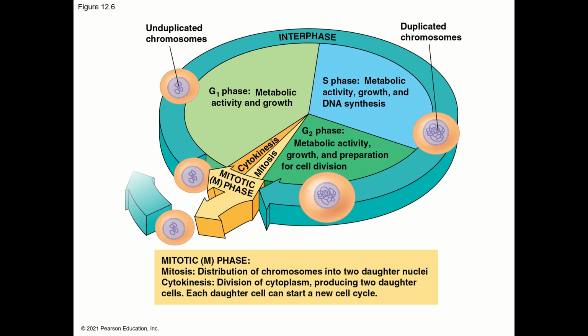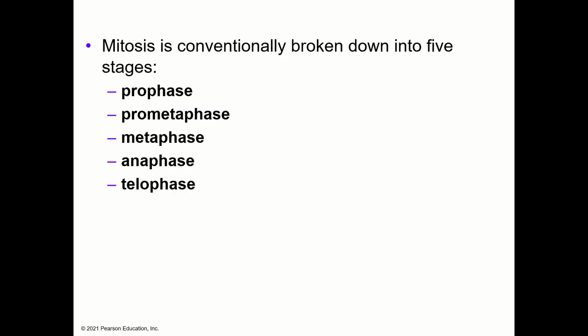By the end of the S phase, all the chromosomes are duplicated, and now that we've passed G2, we're in the mitotic M phase. For mitosis, distribution of chromosomes into two daughter nuclei occurs, and cytokinesis is the division of cytoplasm, where the plasma membrane, or the cell wall, pinches off the cytoplasm, forming two new daughter cells. In this cycle, each daughter cell can start a new cell cycle once it's had enough time to build the resources necessary during interphase.